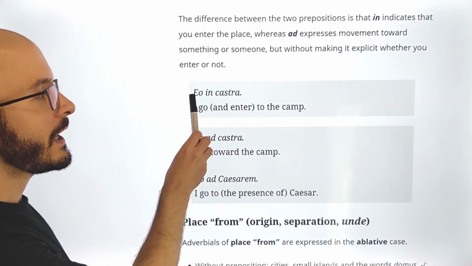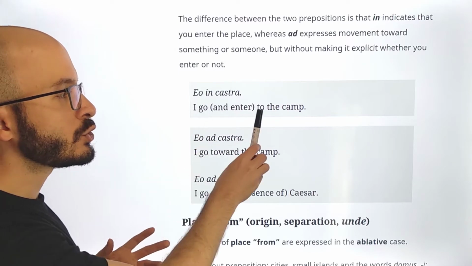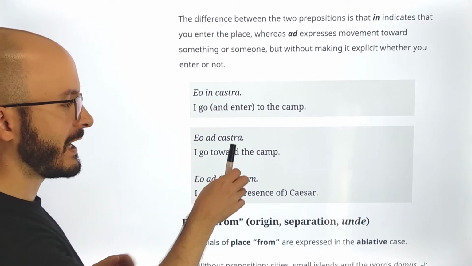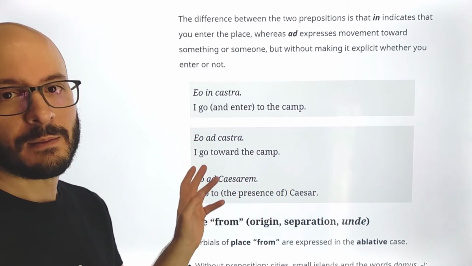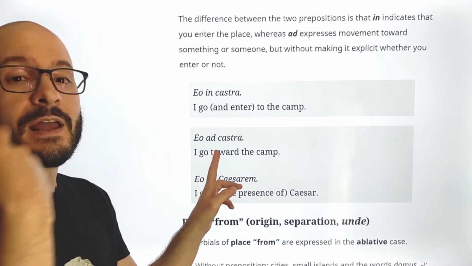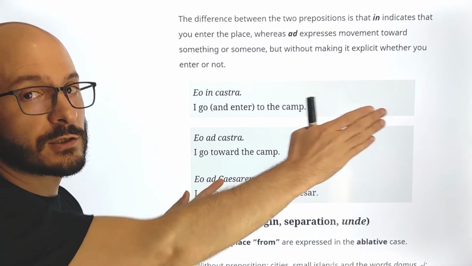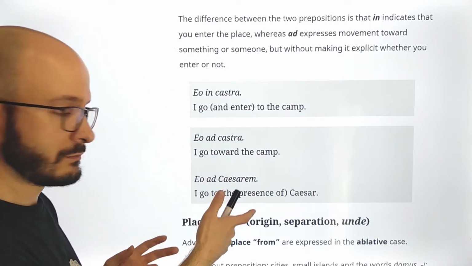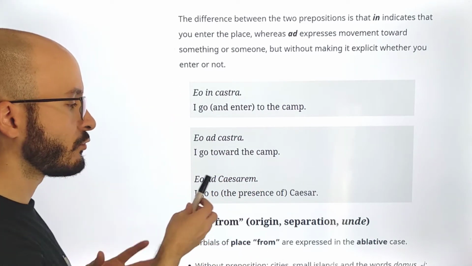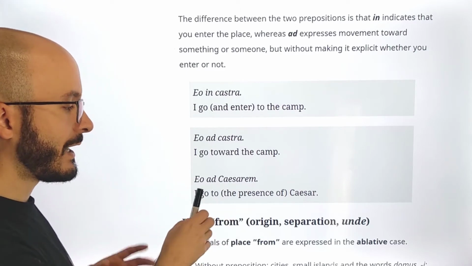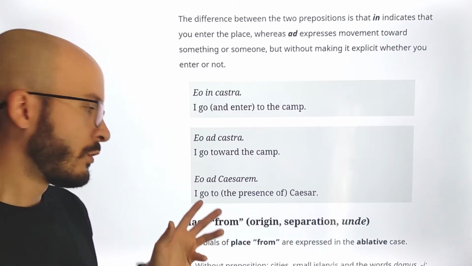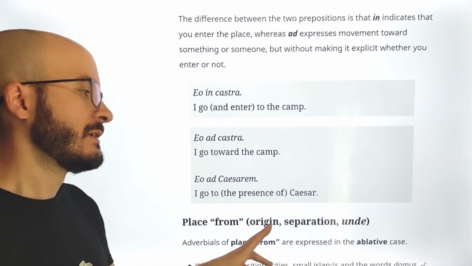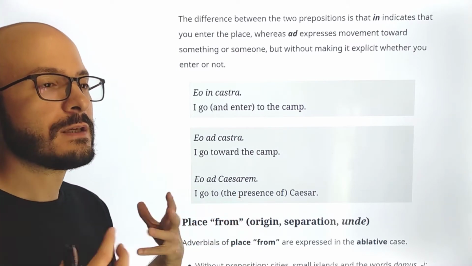So, for example, if I say eo in castra, that means I go to the camp. I go and enter the camp. Then I can also say eo ad castra. I just say I go toward the camp, but I'm not making it explicit that I'm entering the camp. I'm just saying that I go in the direction of the camp. Then I can also use this with people, which actually happens quite often. For example, if I say eo ad Caesarem, it would be I go to Caesar, or I go to the presence of Caesar. Of course, you cannot enter Caesar, so you just approach Caesar to be in his presence.